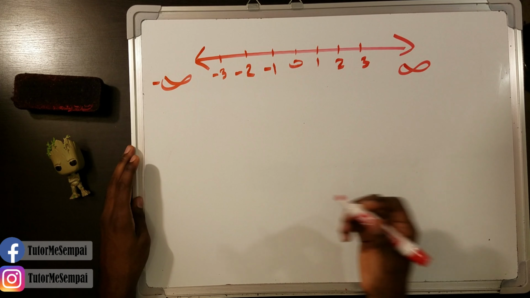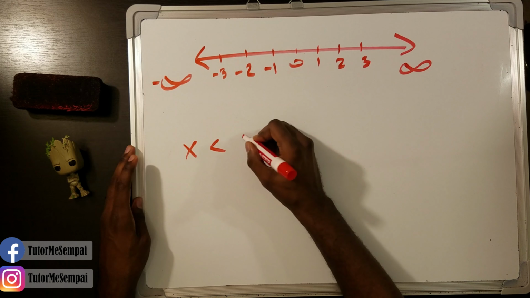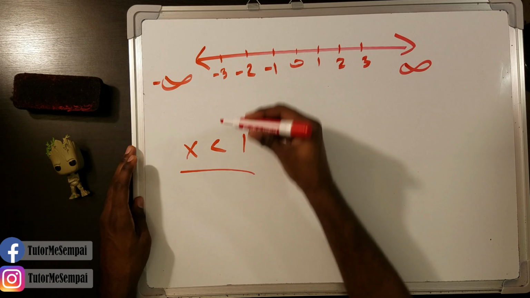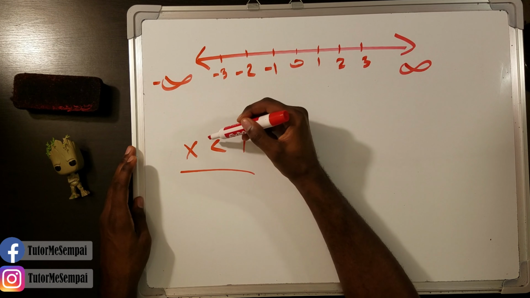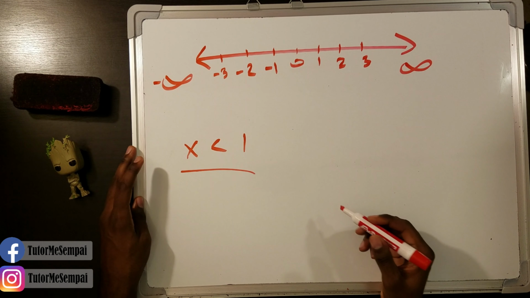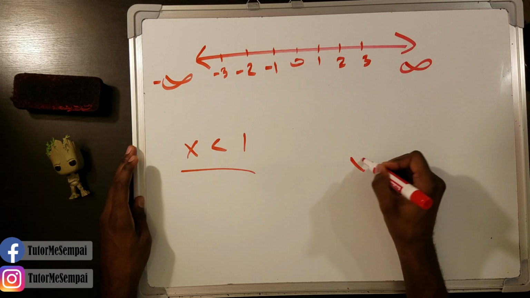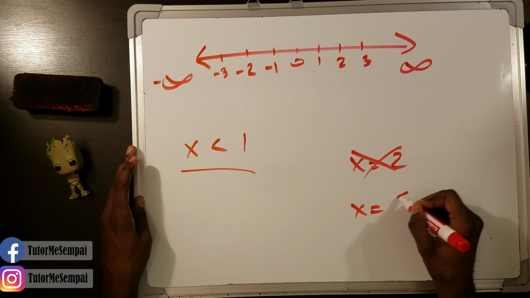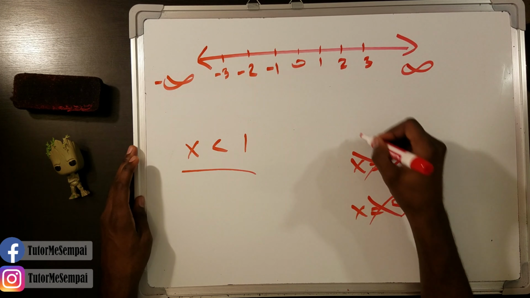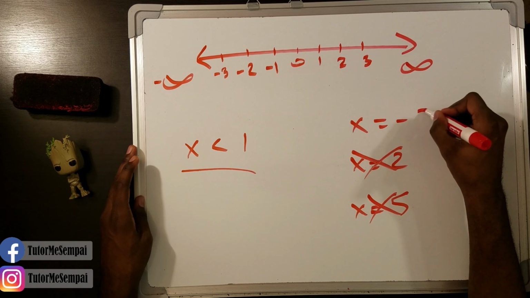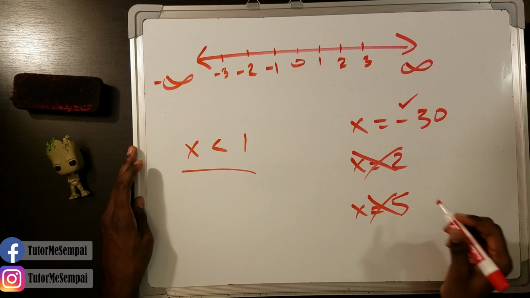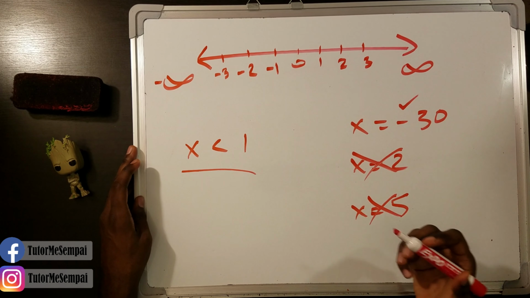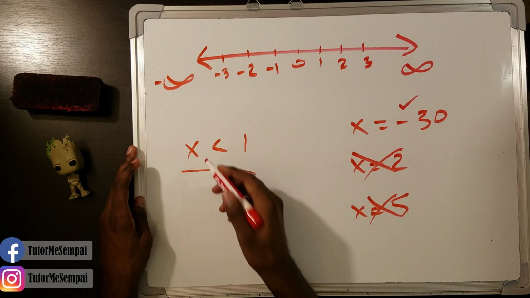If you want to graph an inequality, a simple inequality like this one, you just have to figure out which x's make this statement true. So we're going to be looking at all x's that make this statement true. So x less than 1. Can x be 2? No. Right? Can x be 5? No. Right? How about x is negative 30? Yes. Right? X negative 30 means it's less than 1. So how we graph this is we're trying to figure out all x's that make this true.